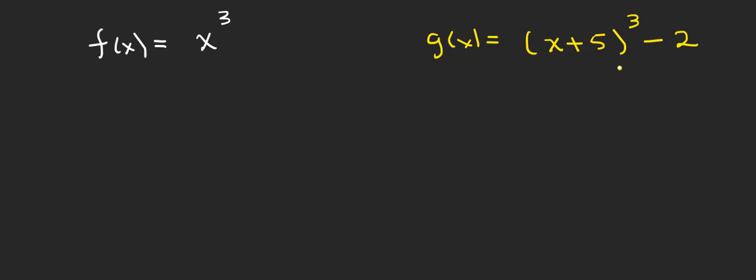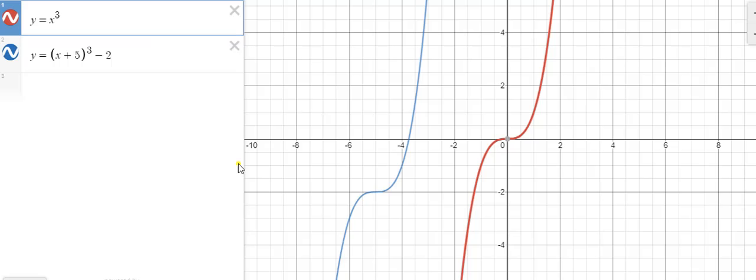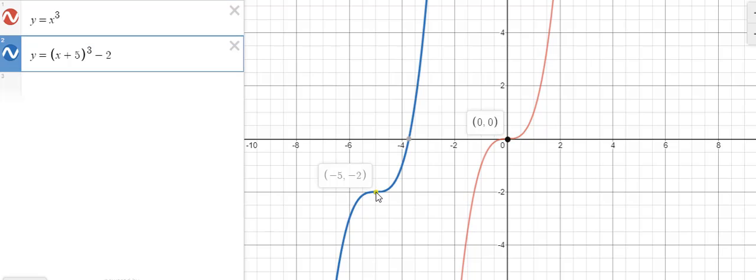So let's use Desmos to look at a better graph. So we have y equals x cubed, and then we have y equals quantity x plus 5 cubed minus 2. So what happened? Notice, this point right here, 0, 0, went 5 to the left and went down twice. So you end up getting negative 5, negative 2. So again, the idea of transforming a polynomial is very similar to transforming quadratic equations.